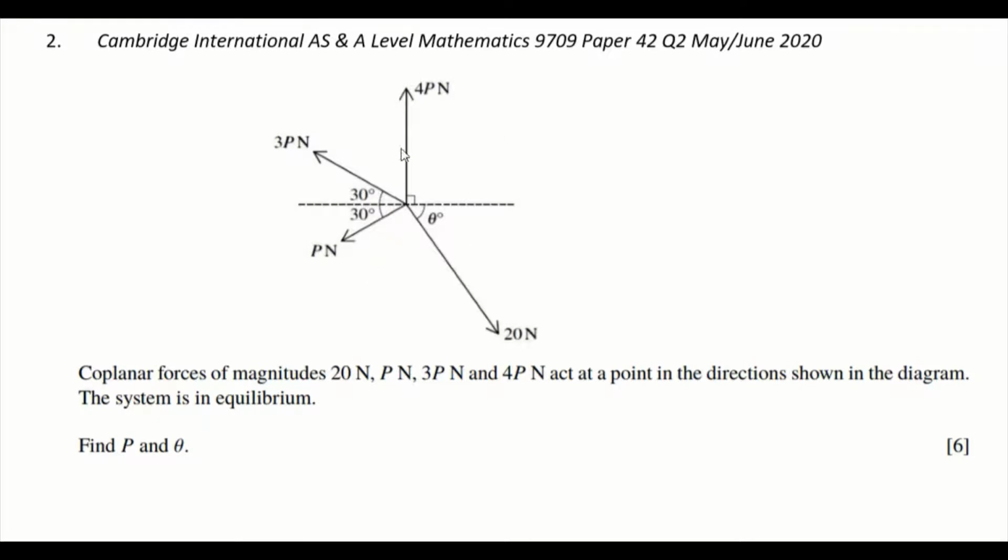There are four coplanar forces of magnitude 20 Newton, P Newton, 3P Newton, and 4P Newton acting on this point. This system is in equilibrium, so finding P and theta is actually solving equations as well. It's similar, but different in a way that the unknown F you found just now referred to one force. Now the P that you want to find is an unknown used in three different forces.